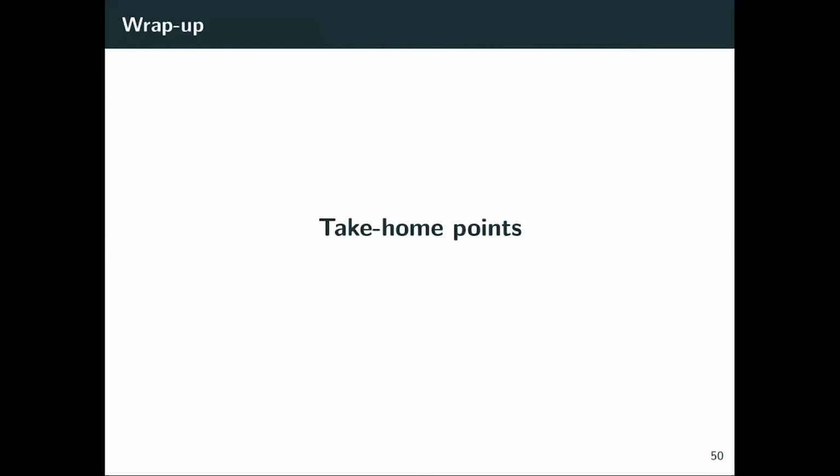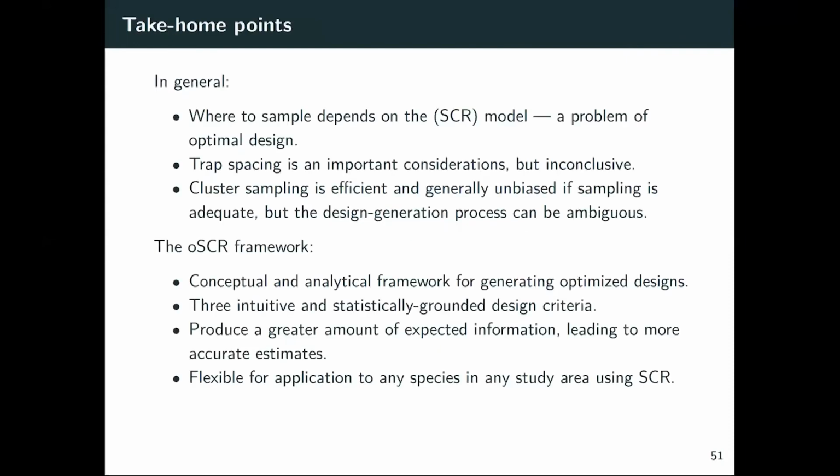So we're just wrapping up here to get to the take-home points. In general, where to sample depends on the oSCR model. So this is a problem of optimal design, according to that model. Trap spacing is an important consideration, but it's inconclusive. Again, think back to that slide where we had the 20 questions. How many traps should there be? What should that spacing be? Should it be a grid? Should it be a cluster?